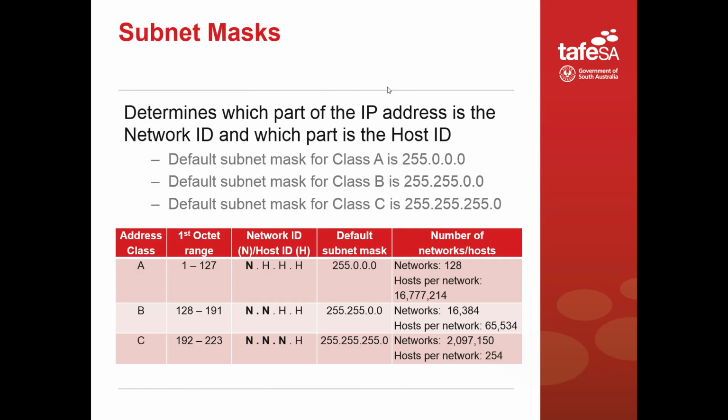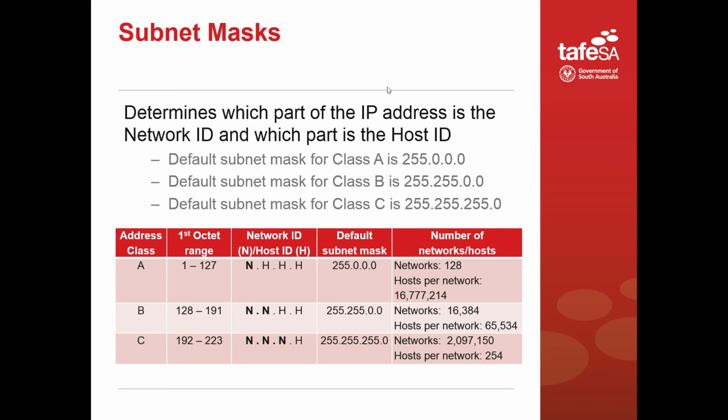So let's explain a little bit more about the subnet masks. As I said before, the subnet mask tells you which portion of the IP address is the network ID. Now there are default subnet masks for each class range. For class A, the default is 255.0.0.0. For class B, the subnet mask means the network ID is the first 2 octets, and for class C, the subnet mask covers the first 3 octets.